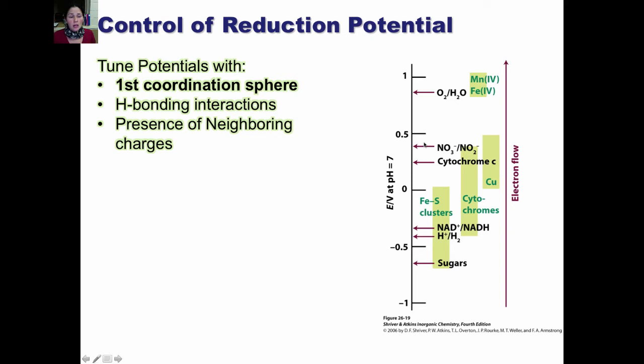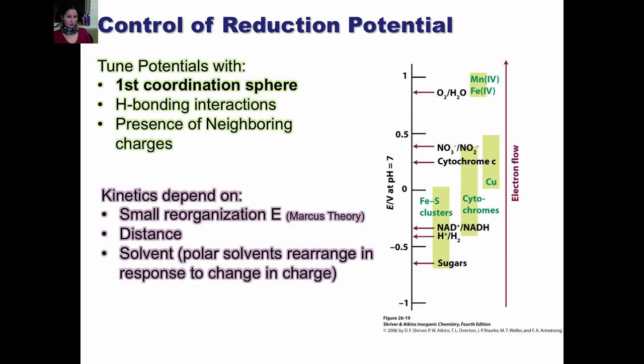You tune potentials using the first coordination sphere of the metal ion, so that's the actual donor atoms and the geometry. Remember that each metal ion will have a preference for a specific geometry and for a coordination size. You can also do this with hydrogen bonding interactions around that first coordination sphere. And the presence of neighboring charges can contribute, because when you oxidize or reduce a metal center, you're changing the charge of the metal, and neighboring charges can influence the stability of a higher charge or a lower charge. These are the things that affect the potential of the metal center.